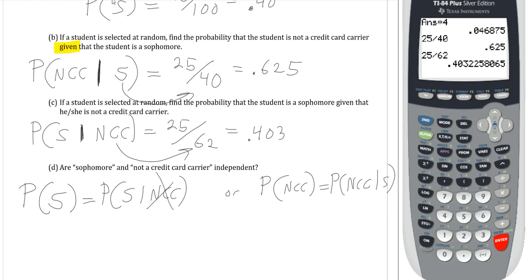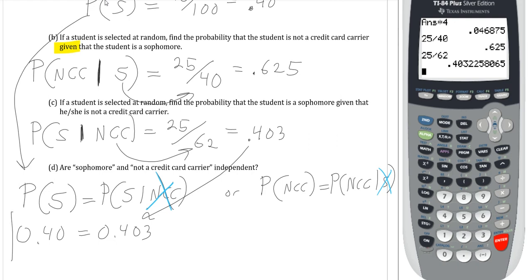Essentially, it means that the given condition did not influence the overall probability in any way. Well, thankfully, we already solved a couple of these. We know the probability of a sophomore from the first question to be 0.40, and we solved the probability of sophomore given not a credit card carrier in this question, part C, 0.403. Therefore, we have that these two probabilities are roughly the same. It hardly changed at all.